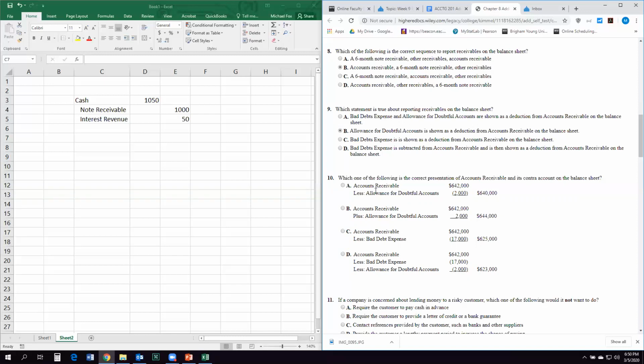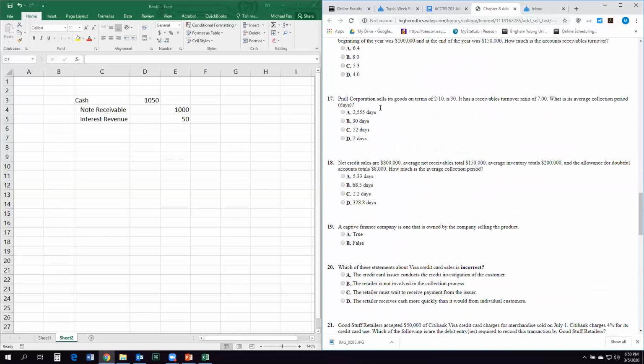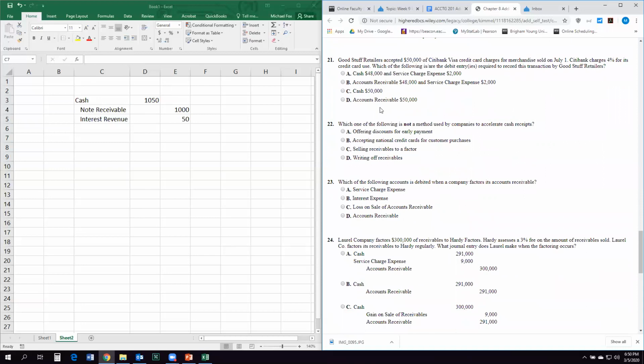Can we do, if we have time, 21? Sure. Good Stuff retailers accepted $50,000 of Citibank Visa credit card charges for merchandise sold on July 1st. Citibank charges $4,000 for its credit card use. Which of the following are the debit entries required to record this transaction?